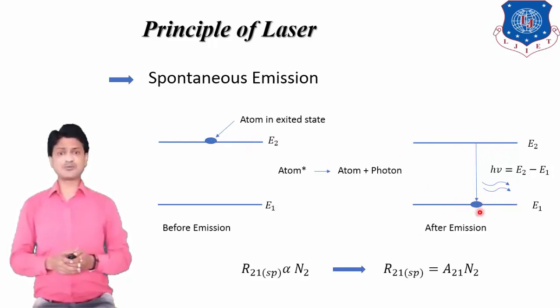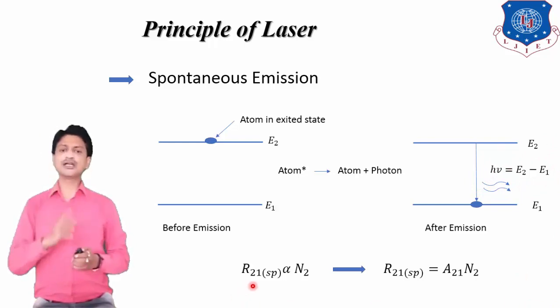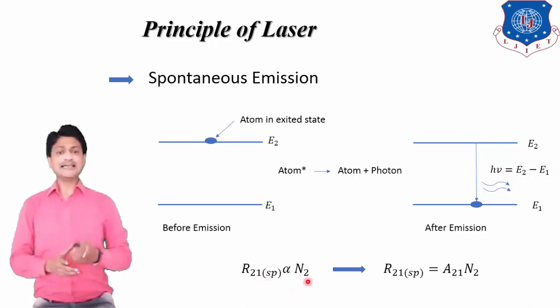Here, in case of spontaneous emission, we have not applied any external photon or external energy to that atom which was in higher energy state. So here, the radiation emitted is equal to the energy difference between two energy levels. The rate of spontaneous emission R21 is proportional to the population in the higher energy level, N2.